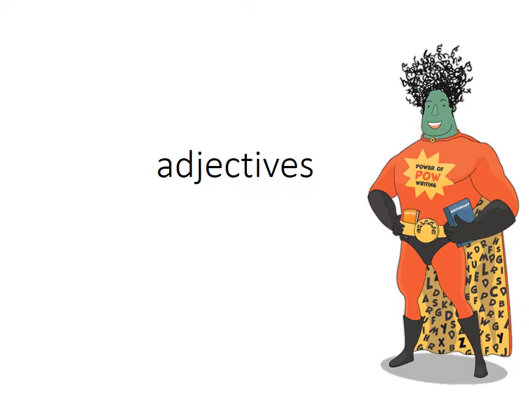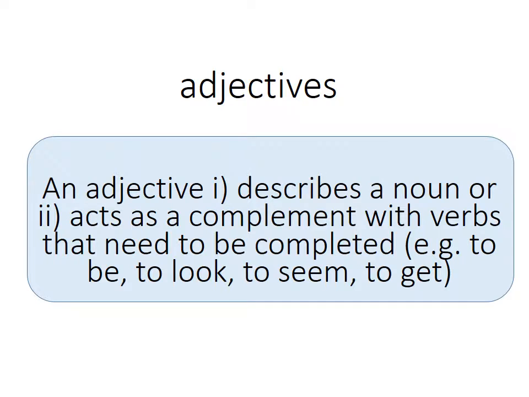In this presentation, we're going to look at adjectives. Let's look at a definition first. An adjective, one, describes a noun, or two, acts as a complement with verbs that need to be completed. For example, to be, to look, to seem, to get. Let's have a look at some examples.